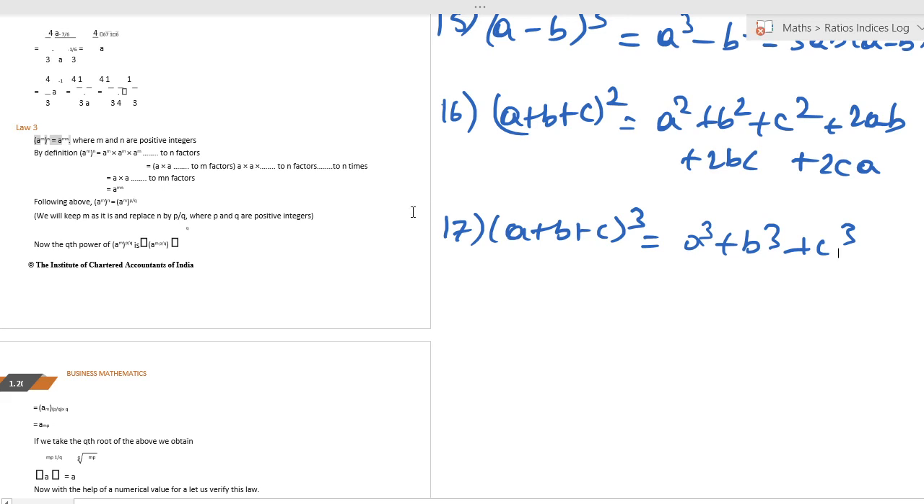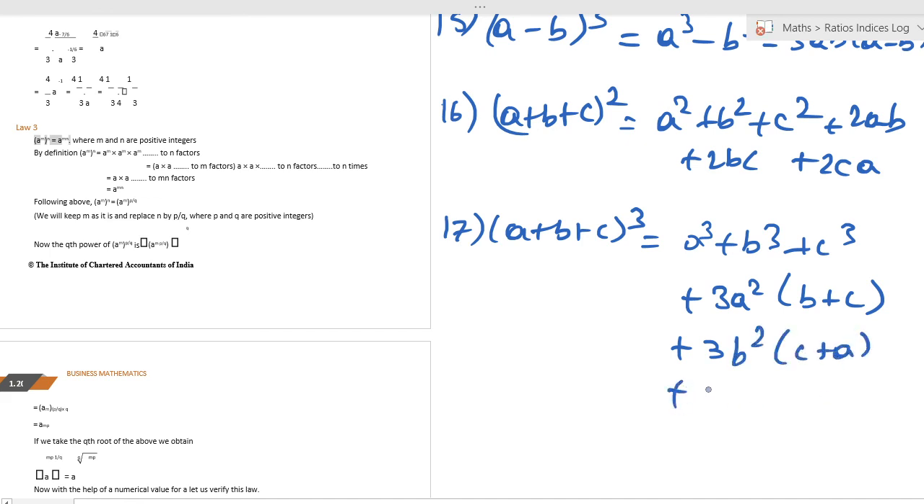Okay guys, this one you don't need to remember because they are not asking this much complicated questions. For your understanding, I am telling you, you don't need to remember these two formulas 16 and 17, but I am telling you, okay, 3a square into b plus c plus 3b square into c plus a plus 3c square into a plus b plus 6abc. You don't need to remember 16 and 17 formulas, you can remember up to 15.